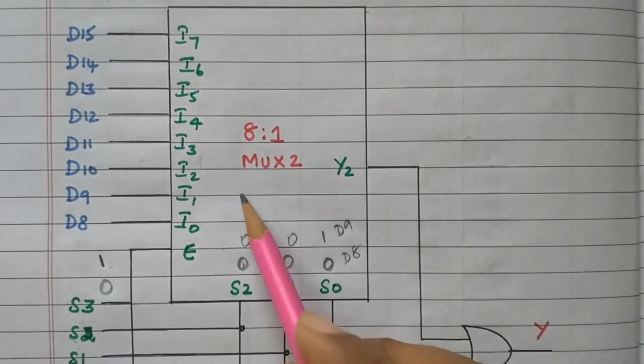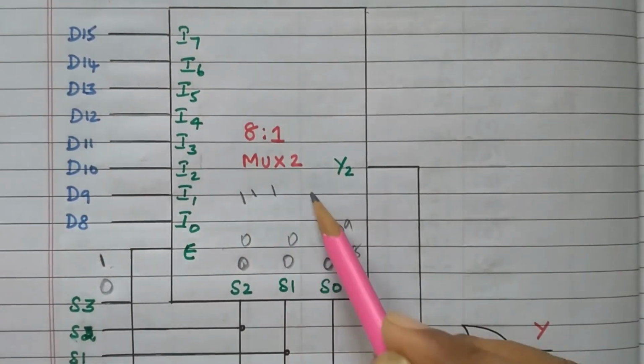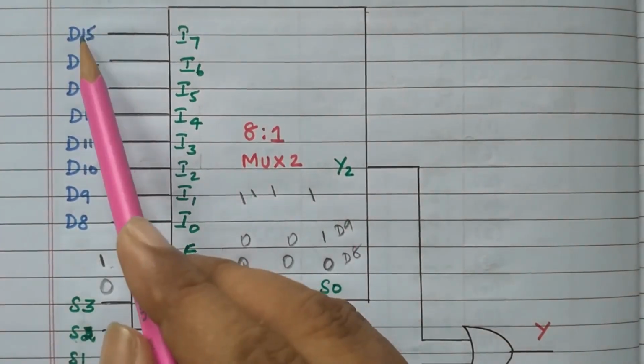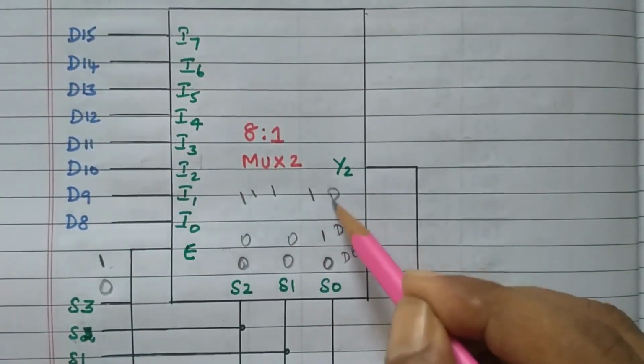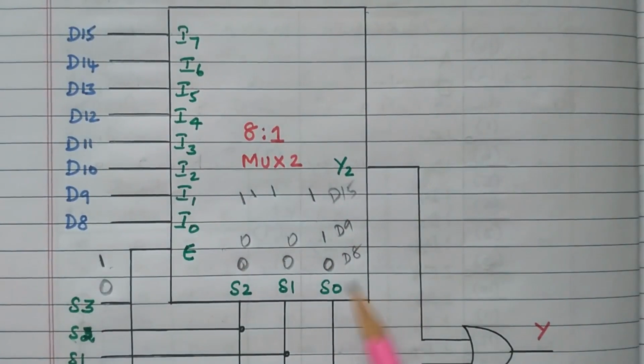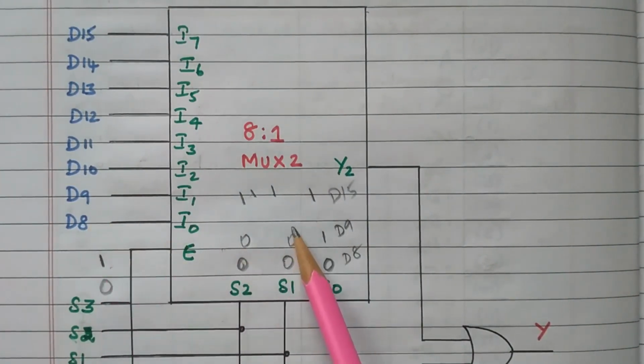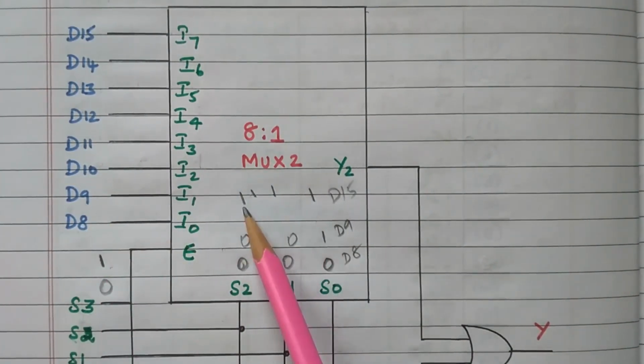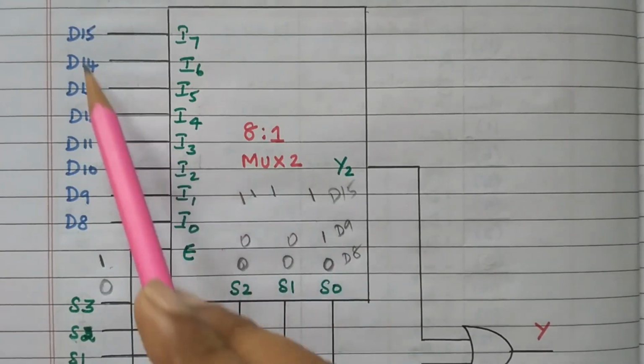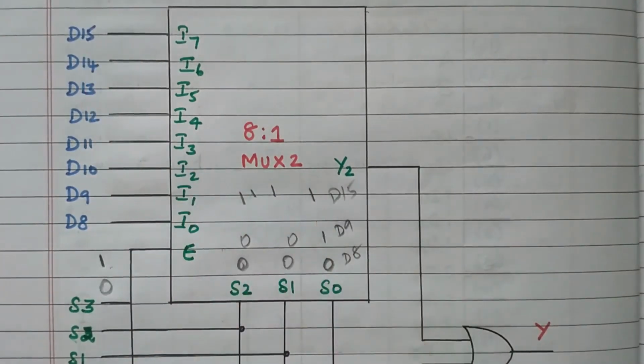Similarly it will go up to 1 1 1, which means the final, the MSB data, D15, will be transferred, right? So starting from 0 0 0 means first data D8, 0 0 1 means second data D9, like that it will go up to 8 combinations. The final combination 1 1 1 means D15 data will be transferred, right?